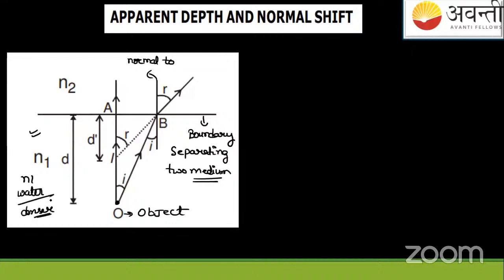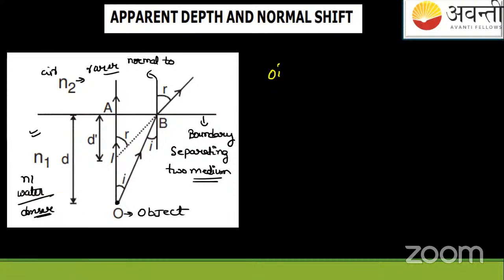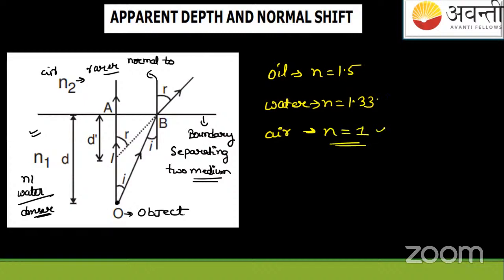Above will be, of course, the rarer medium. Suppose air, or you can make the combinations. I've given you the values, students. This oil is having the refractive index 1.5. Next, water is having refractive index 1.33. Next, air is having refractive index equal to 1.